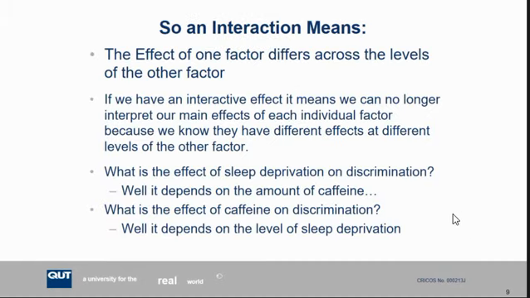So an interaction essentially means that the effect of one factor differs across the levels of the other factor. So as I said, if we have an interactive effect, it means we can no longer talk about our main effects of each individual factor because we actually know that those effects are different at different levels of the other IV. In the case I've just shown you, what was the effect of sleep deprivation on discrimination? Well, it depended on whether they received caffeine or not, didn't it? What was the effect of caffeine on recency discrimination? Well, it depended on the level of sleep deprivation.